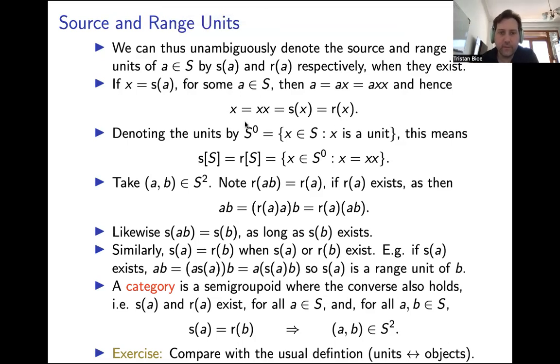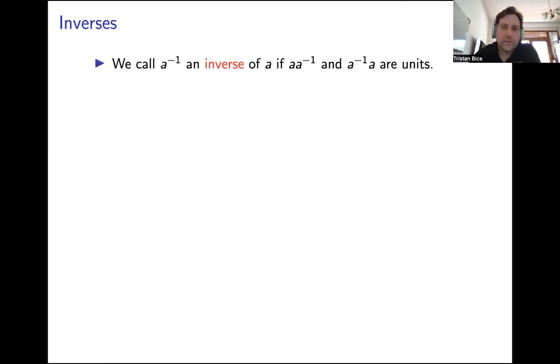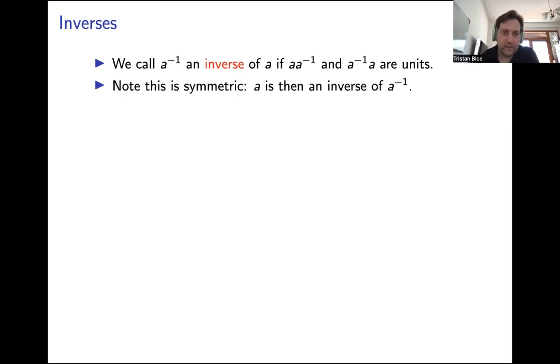So what next? So, inverses. We're still in this realm of semi-groupoids, right? So we have a semi-groupoid, and A is just some random element of your semi-group. And we say some other element, which is usually denoted by A to the -1 here, is an inverse, as you would expect, if both A inverse A and A A inverse are units. Right? Okay. And firstly, note this is indeed a symmetric relation, right? If A inverse is an inverse of A, then A itself is an inverse of A inverse, right?